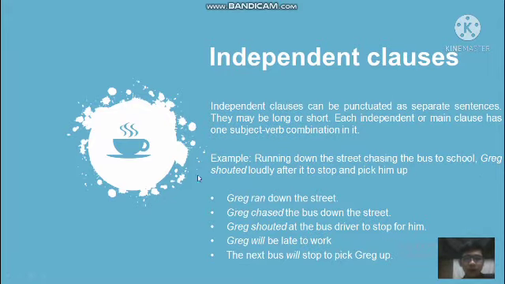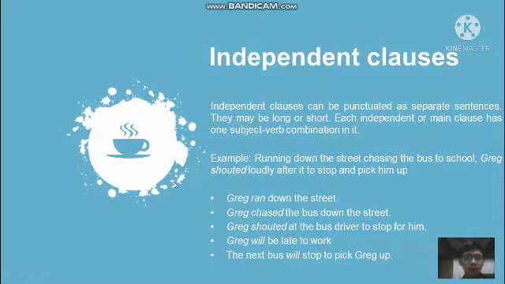So here are some examples. Greg ran down the street. So we have the subject and we have the verb. Greg chased the bus down the street. Again we have the subject and verb. Greg shouted at the bus driver to stop for him. So there is an agreement between the subject and the verb.